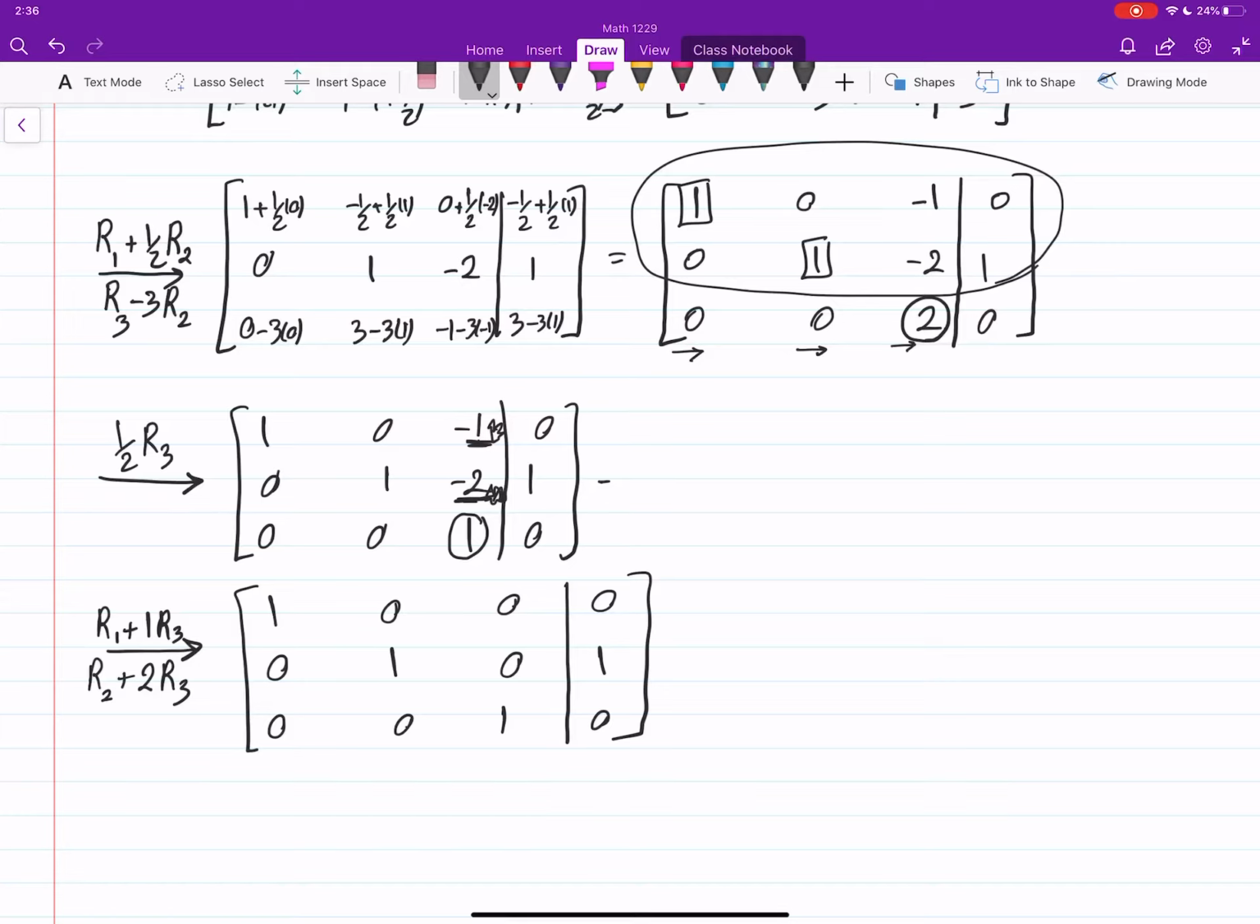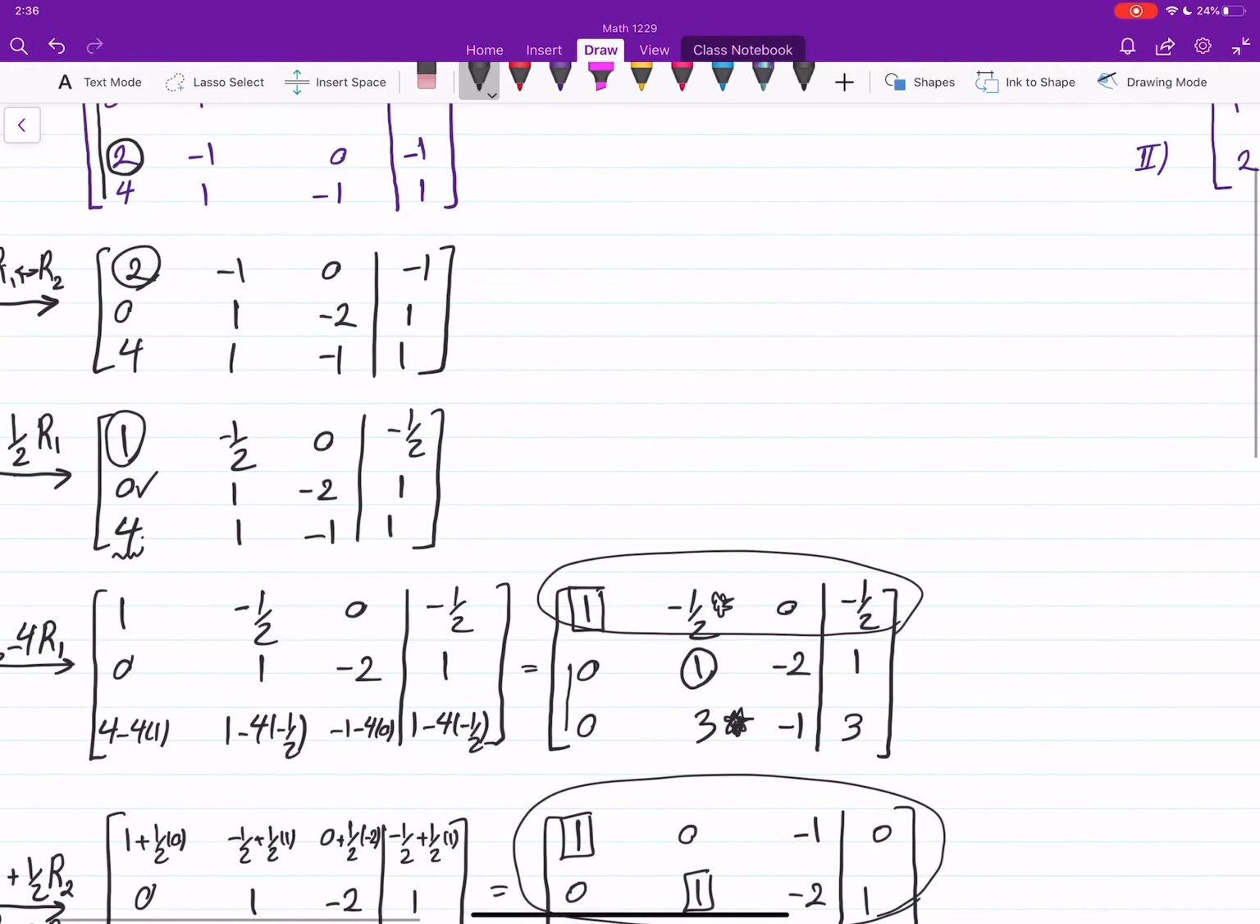And that's it. We have now 3 rows, 3 leading ones. Everything else in those columns are 0, and we have a step like this. This is the row reduced echelon form of that augmented matrix.